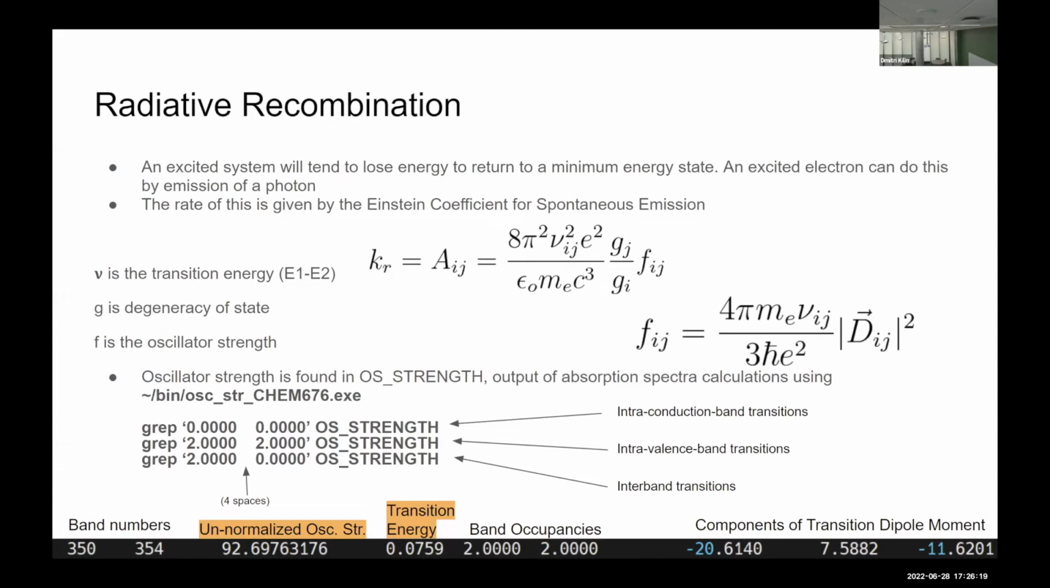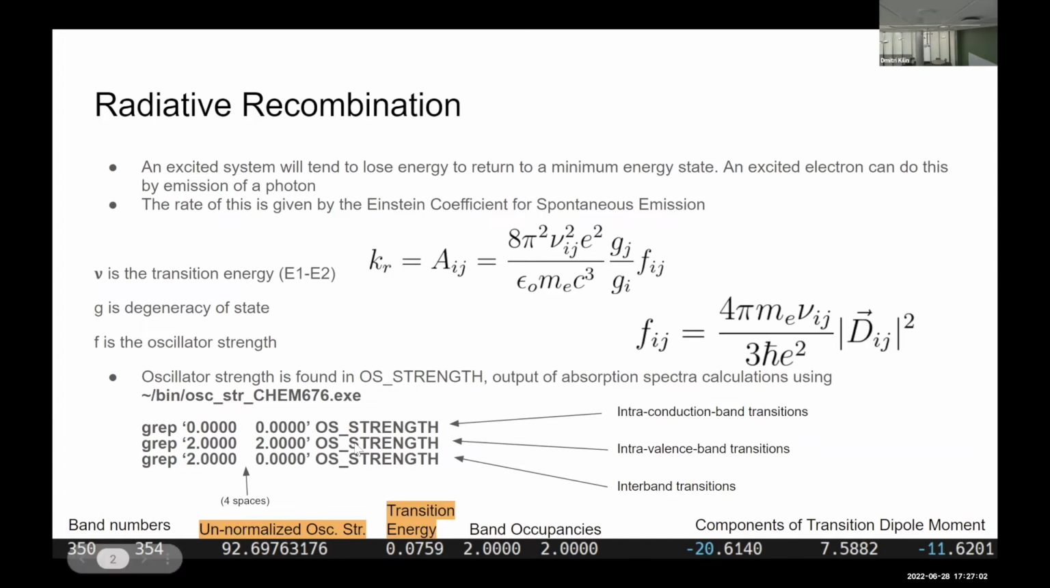From Will's presentation, we can easily tell that the rate at which this will emit is just the Einstein coefficient, and we're going to relabel that as Kr. Here's also the equation for the oscillator strength in case you want it. To simply get the value of the oscillator strength, we can run the oscillator strength file, which is the same process we would do when calculating the absorption spectrum. That will give us a big oscillator strength file, which tells us this number for all combinations of bands that we're concerned about.